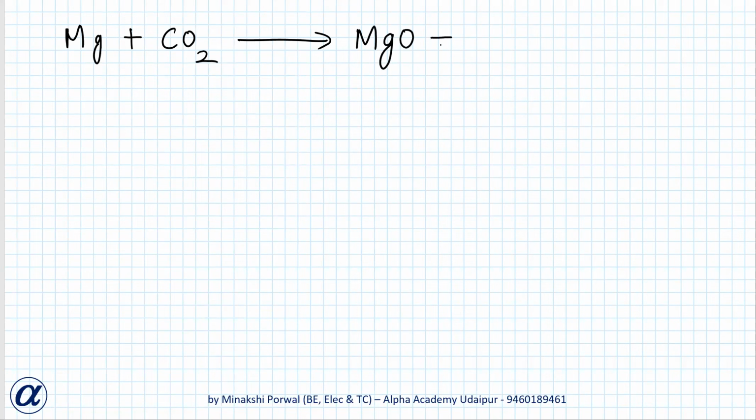Suppose we are given an equation: Mg plus CO2 gives MgO plus C. Can you balance this equation? Balance it fast and tell me the answer.